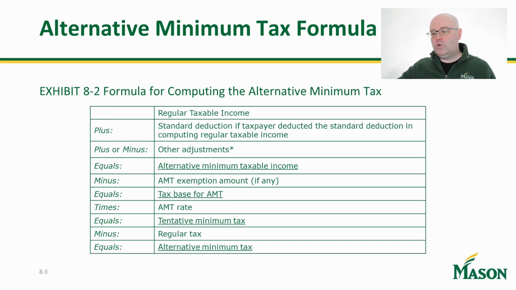And so what happens is you calculate your taxes under one system, you then calculate your taxes under a separate system, and you take the higher of the two. And so this is actually going to be the formula.